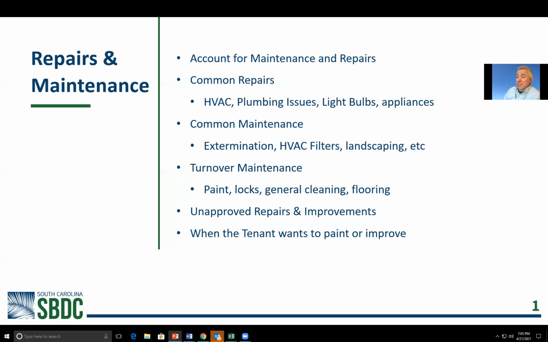And when properties turn over, you got to go in and paint, maybe change the carpet, maybe fix this or that, spruce it up for the next person. There's going to be a cost to a turnover. So what are some common repairs? HVAC is everybody's. HVAC and plumbing are the two worst because those take specialty contractors, which costs a lot of money.